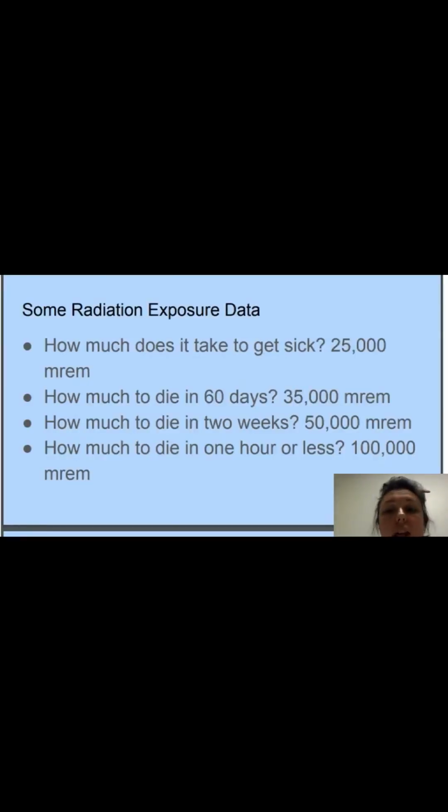So how much to get sick is 25,000 millirems. And how much to die is 35,000 in 60 days. Or if you're going to die within 2 weeks, you have to have 50,000. And then for a small or instant death, you need over 100,000.